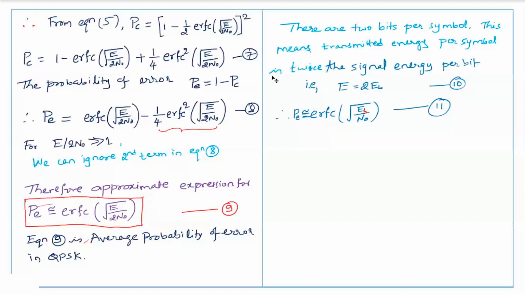We can evaluate the QPSK system by means of its probability of error. So probability of error is nothing but the error function, ERFC of square root of EB by N naught.